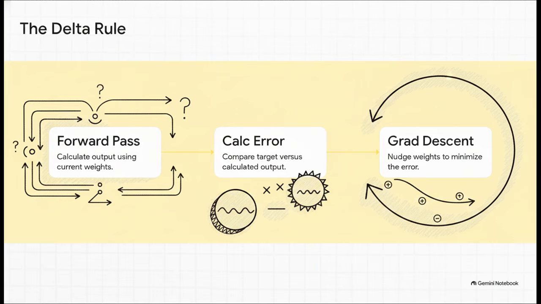It happens in 3 steps. First, a forward pass. The network makes a total guess using whatever random weights it currently has. Second, it calculates error, comparing its completely wrong guess to the actual target answer. Third, gradient descent. It mathematically traces that error backwards, nudging the weight of every single connection slightly up or down to minimize that error for next time. It repeats this loop thousands of times.